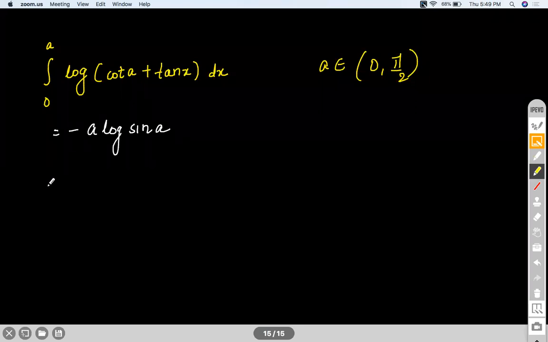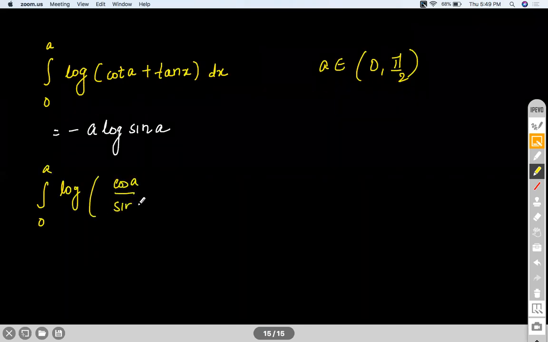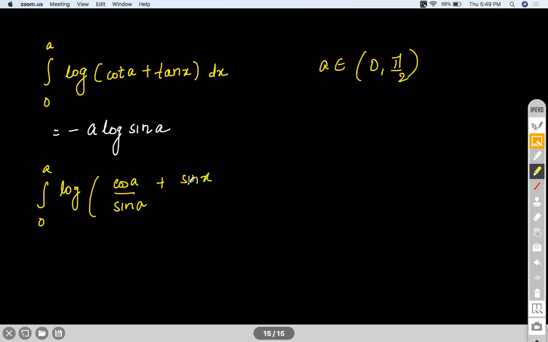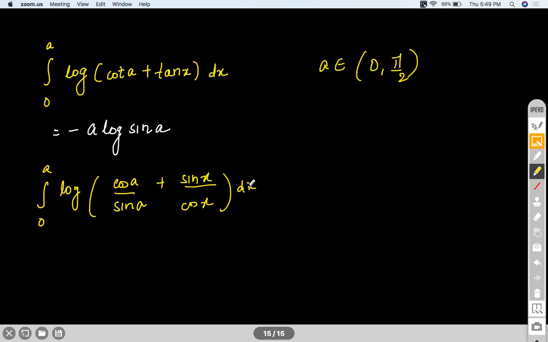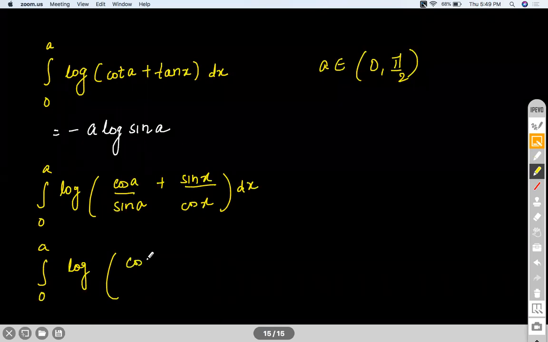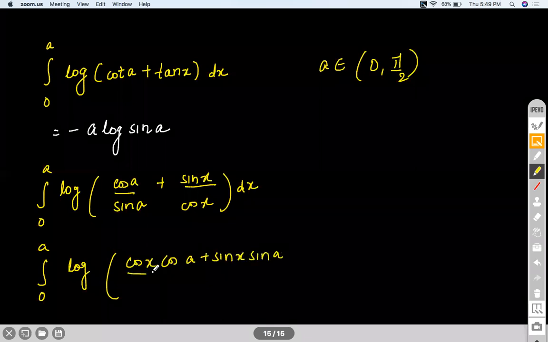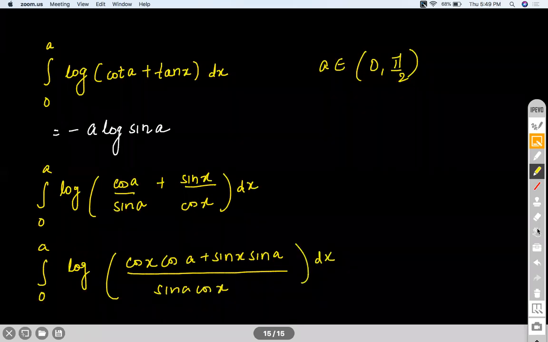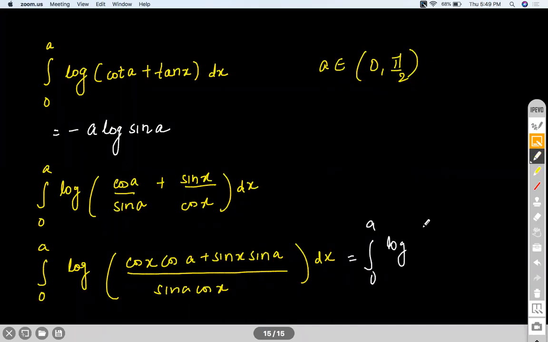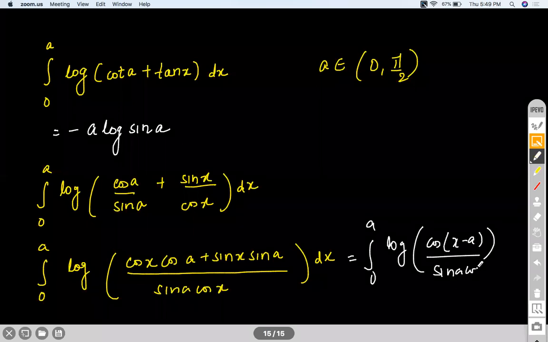Okay, let me discuss this quickly. So first, cot A you can write as cos A by sine A. This you can write as sine x by cos x. Okay, 0 to A. If you take the LCM inside, it becomes cos x cos A plus sine x sine A by sine A cos x. And this is nothing but 0 to A log of cos of x minus A by sine A cos x.